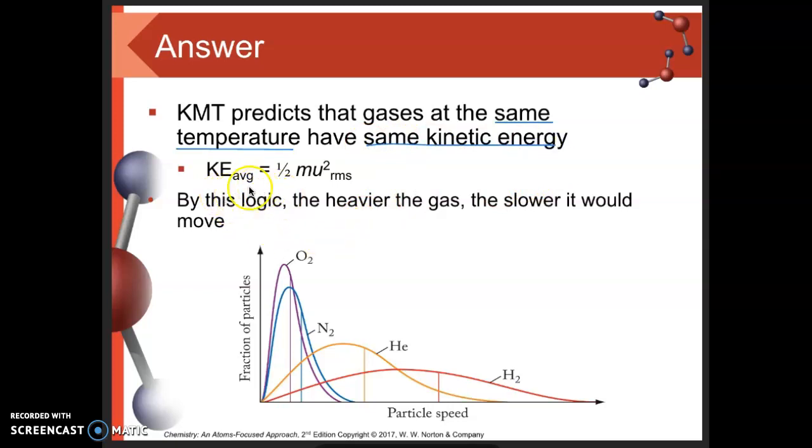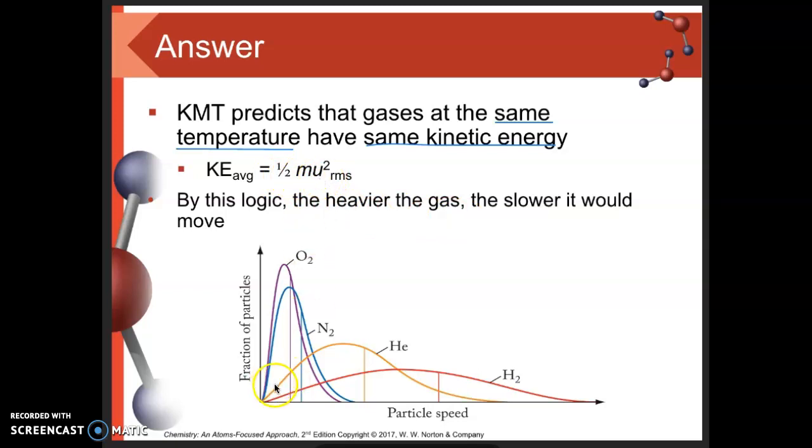And so, with that in mind, our equation for kinetic energy is 1/2 mass times velocity squared. And so, if all of our kinetic energy is the same at a given temperature, if our mass is high, then our velocity has to be slower to account for that.